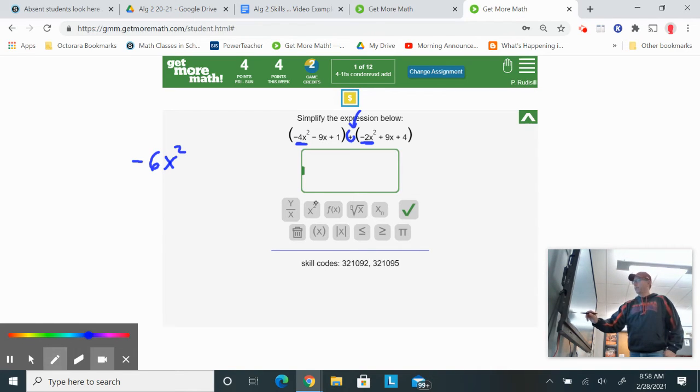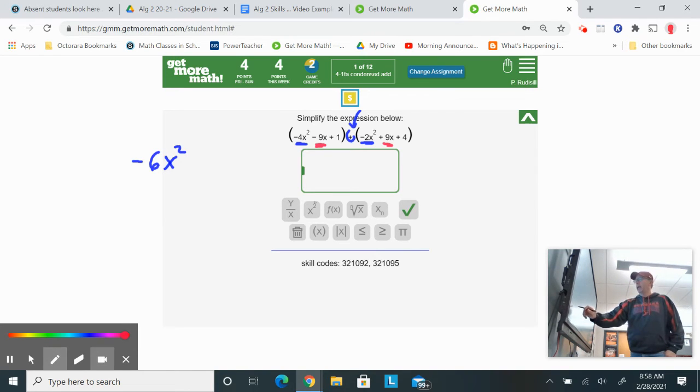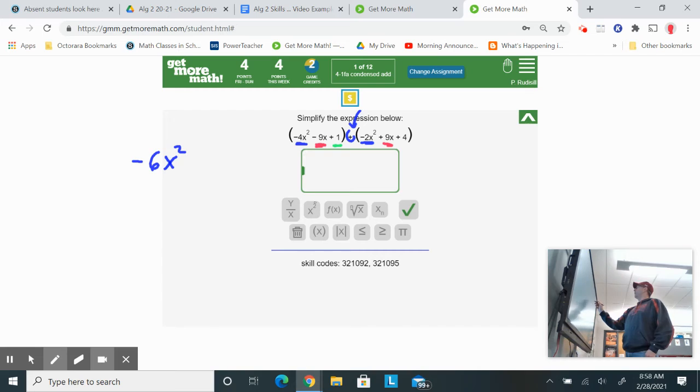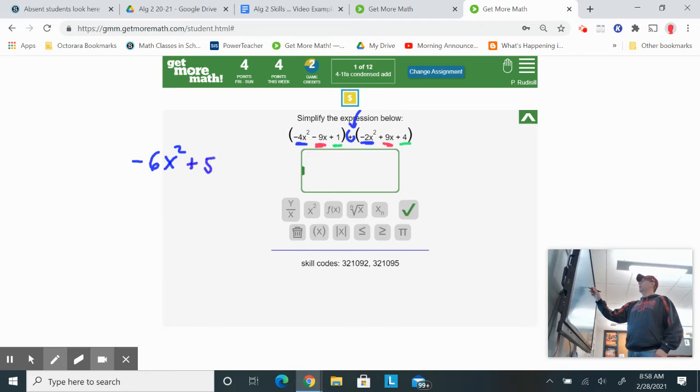And then we have, let me change colors here, we have x's. I have negative 9 and I have a positive 9. Add those together, add opposites, you get 0, so there are no x's left. And we'll finish with looking at the numbers 1 and 4. Add them together, you get 5. So my final answer would be negative 6x squared plus 5, so I type that in here.